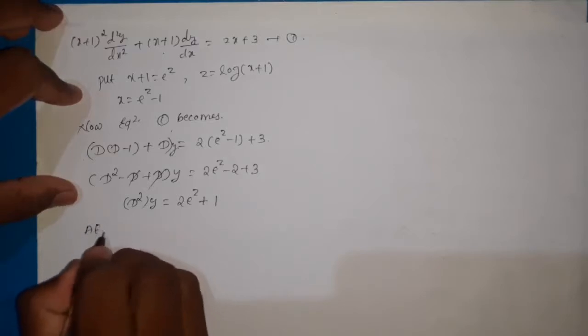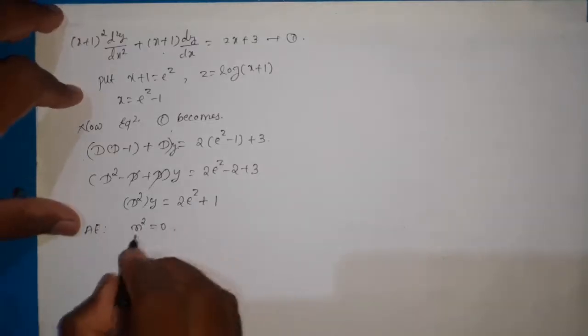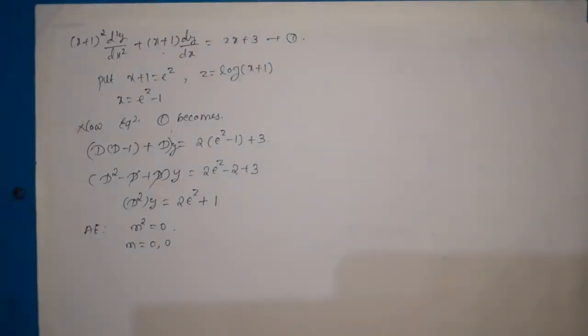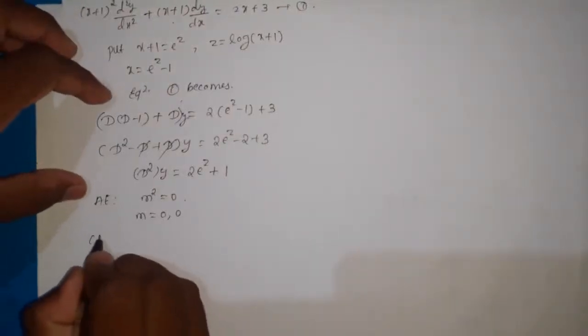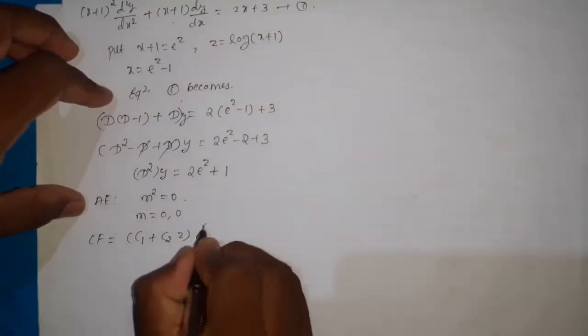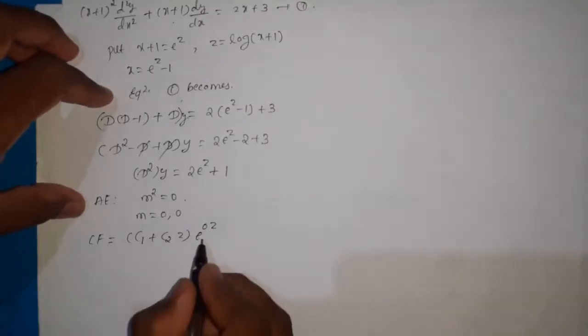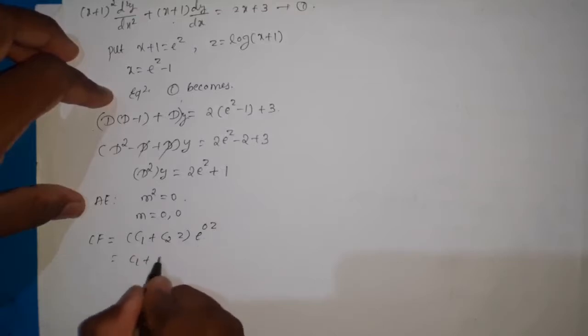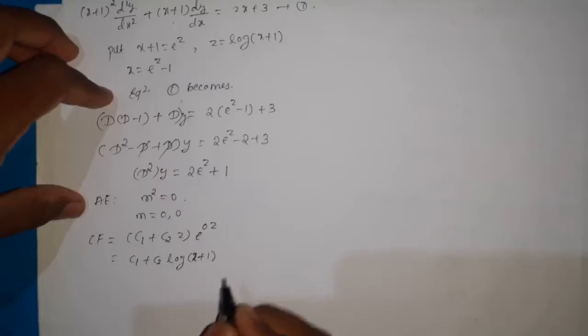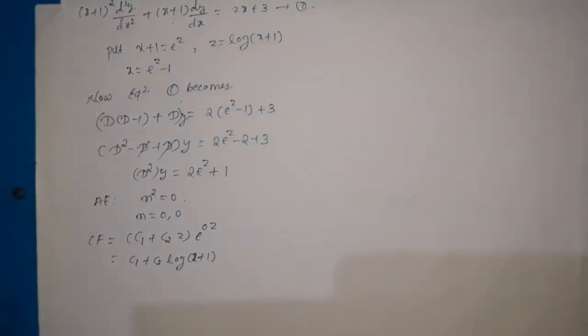So here the auxiliary equation is m square equal to 0. It implies m is 0 comma 0, because here we have both the roots as 0. So therefore here the complementary function will be c1 plus c2z e power 0z, and e power 0z is 1, so hence it is c1 plus c2 log of x plus 1, which is the required complementary function.